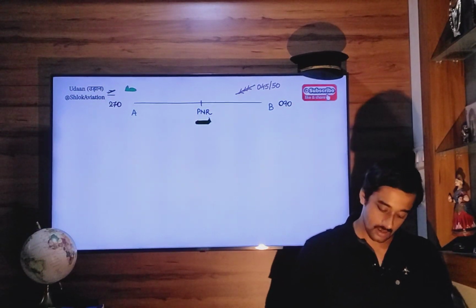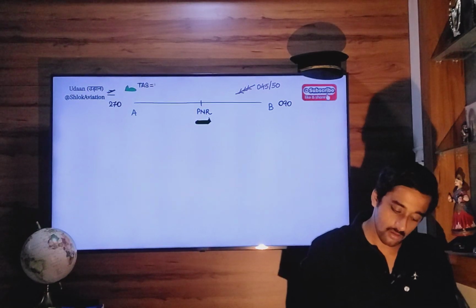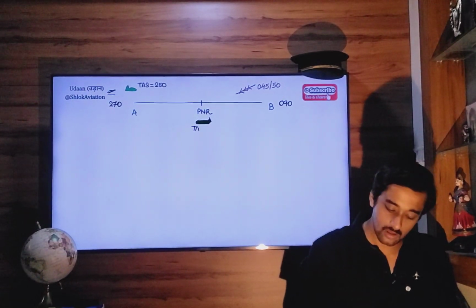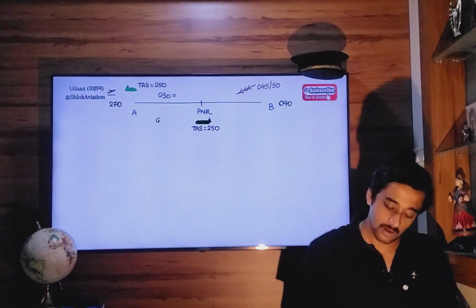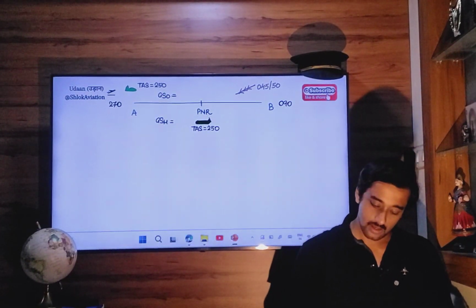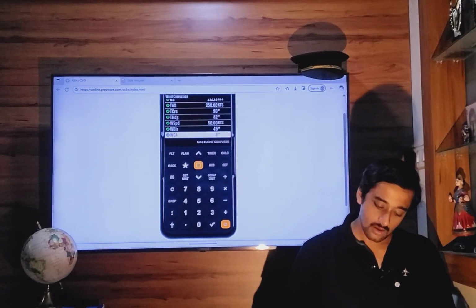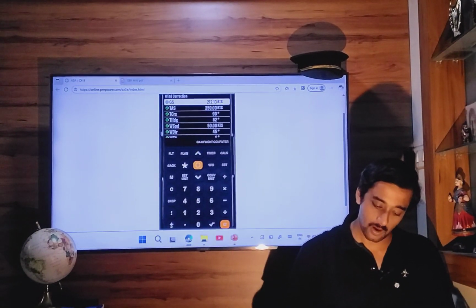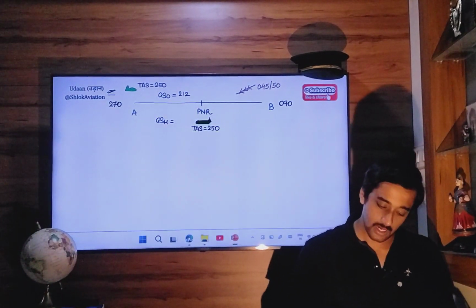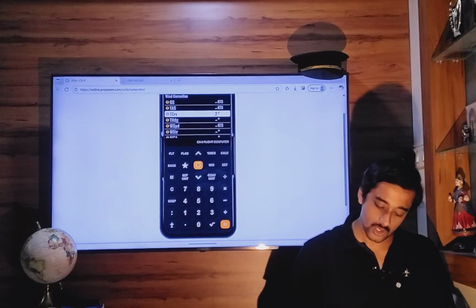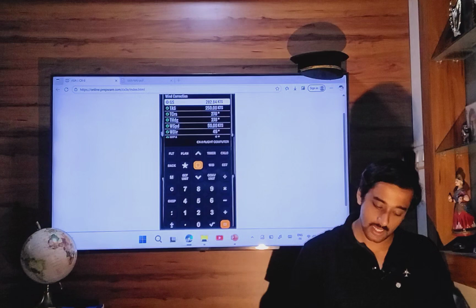So the true airspeed is 250. What will be the ground speed? Outbound and homebound, use CX3. So TAS 250, outbound course 90, winds 45 at 50. So outbound ground speed 212. Homebound ground speed, TAS 250, course 270, homebound ground speed 283.